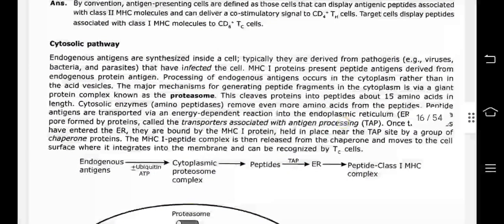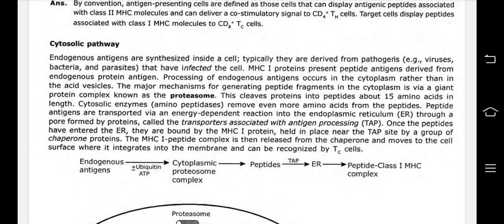Then, the cytosolic pathway. Endogenous antigens are synthesized inside a cell. Typically, they are derived from pathogens, viruses, bacteria, and parasites that have infected the cell. MHC class 1 proteins present peptide antigens derived from endogenous protein antigen. Processing of endogenous antigens occurs in the cytoplasm rather than in the acid vesicles. The major mechanism for generating peptide fragments in the cytoplasm is via a giant protein complex known as the proteasome. This cleaves proteins into peptides about 15 amino acids in length.